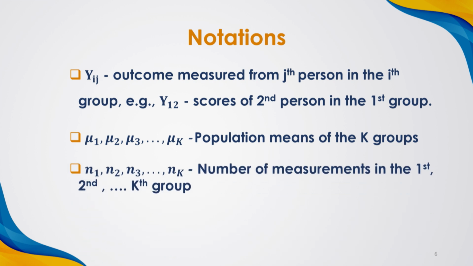N1, N2, N3 up to Nk represent the number of observations in the first group, second group, and so on up to the kth group respectively. When you add up all these sample sizes, you will get small n, which is the total number of observations in your study.